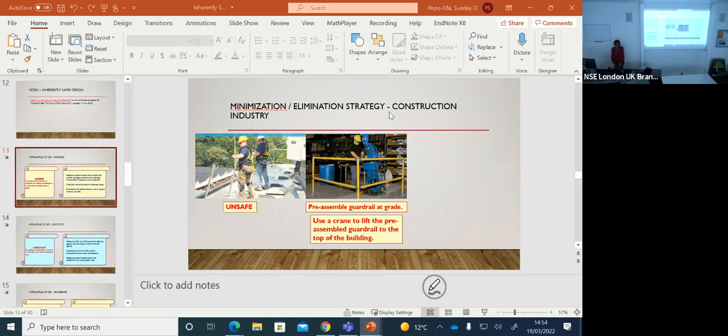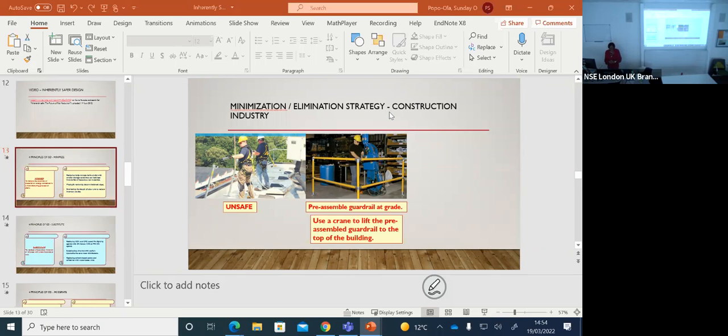So the second one, which is minimization or elimination, is a construction industry example. The unsafe one is at the top of the building, where they're assembling the guardrail. You use the guardrails to prevent people or equipment or objects from being thrown over, hurting people down below the building. But an inherently safer example is if you preassemble it at grade in the workshop, and then you just place it at the top of the building before your construction starts.